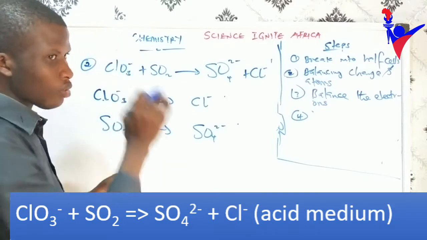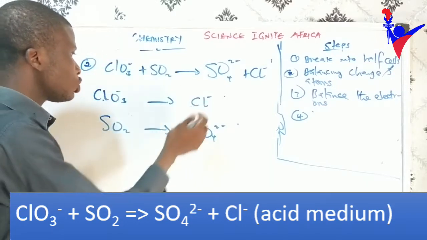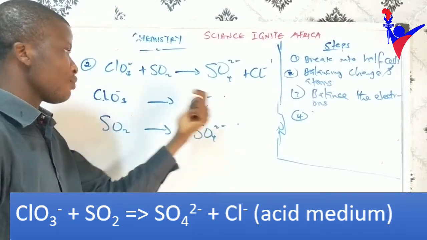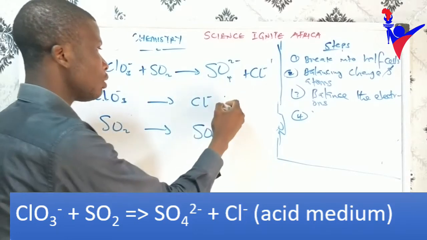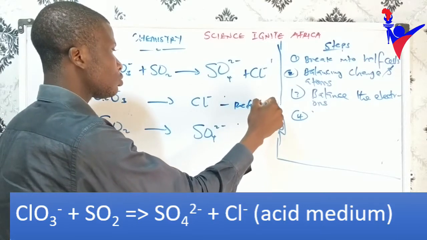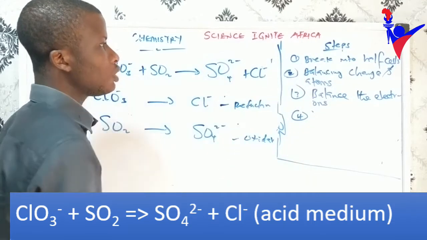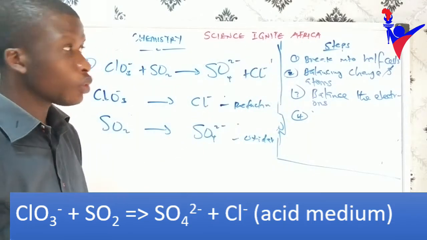Now, you know how to calculate that. Calculate it on your own. So we are sure that because the oxidation number of chlorine has reduced here, from 5 to -1, this is our reduction, and this is our oxidation. So we have done the first thing required of us. We have broken it into half cells.